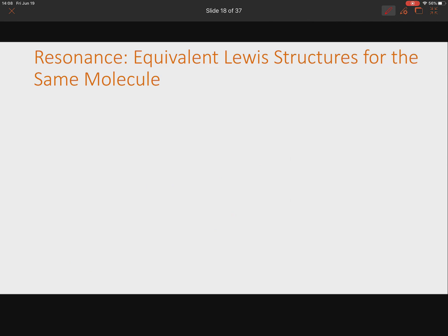Let's do NO3 minus. So NO3: nitrogen has 5, 3 oxygens, 6 times 3 is 18, an additional electron, and we get 24 electrons. Nitrogen, oxygen, oxygen, oxygen, 2, 4, 6, 8, 10, 12, 14, 16, 18, 20, 22, 24. So we're out of electrons. Nitrogen doesn't have an octet, so one of these oxygens has to donate.